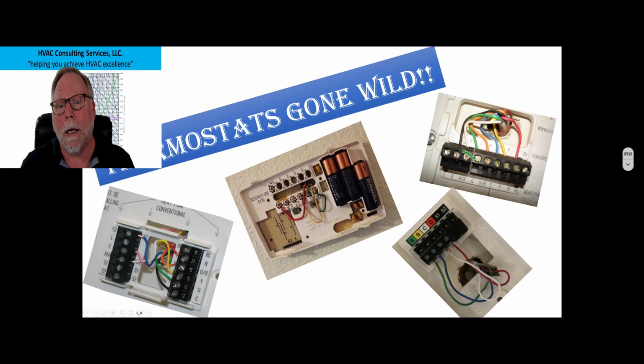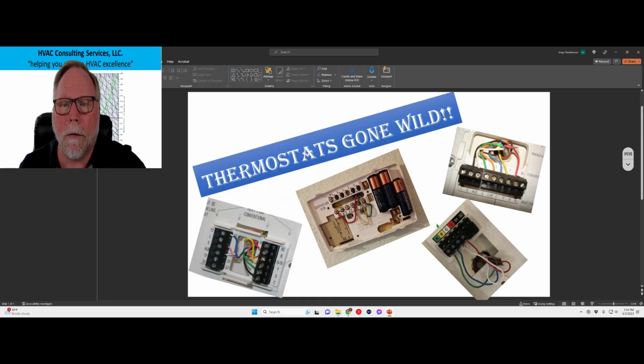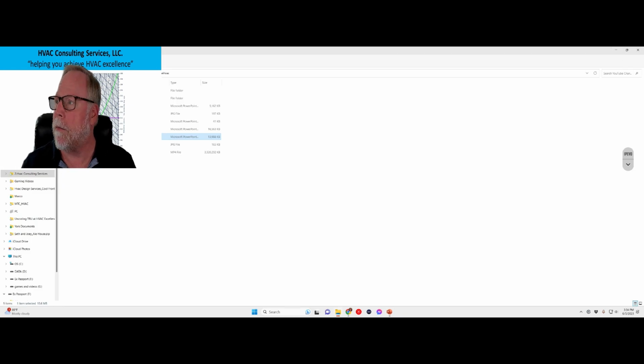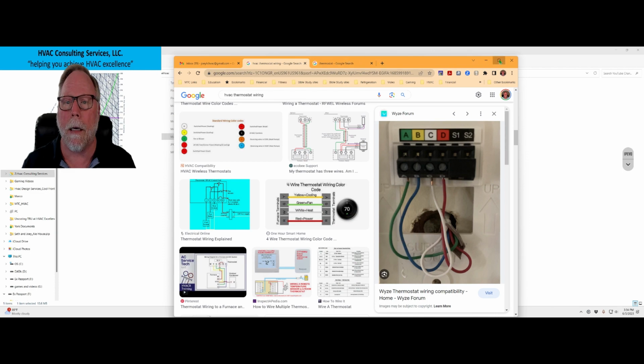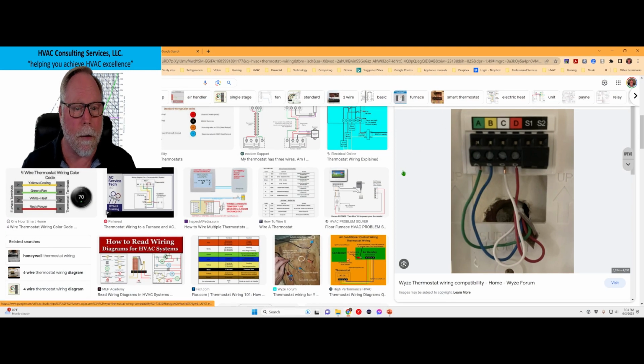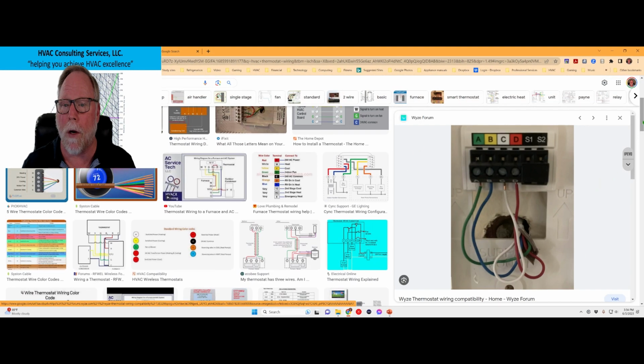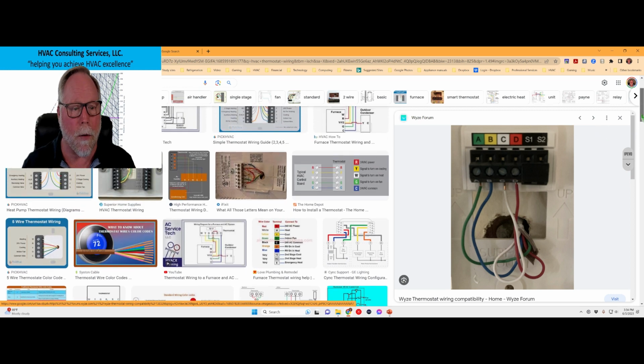Here's another one. It's got connections up top and on the bottom. And then this one, how about this? A, B, C, D, S1, S2. What does all that mean? Well, I tell you what I'm going to do, I'm going to drop this out, I'm going to bring this over here, and let's just talk about a couple of these different types of thermostats that you can come across.